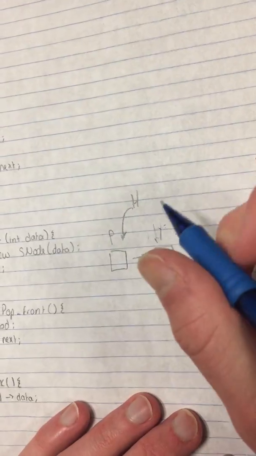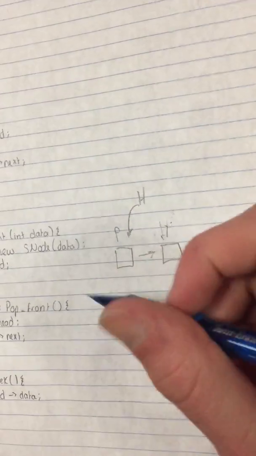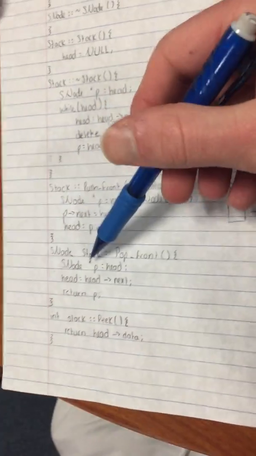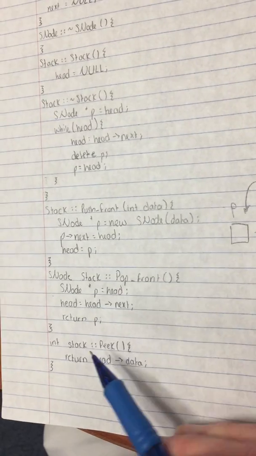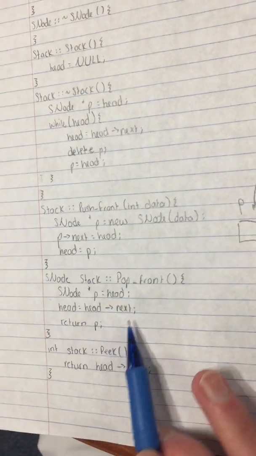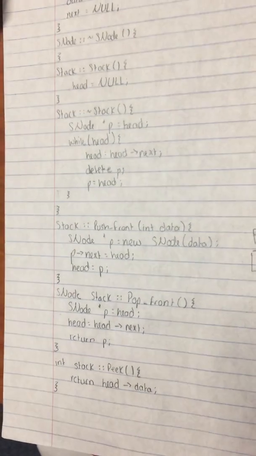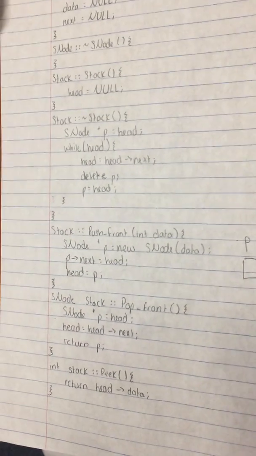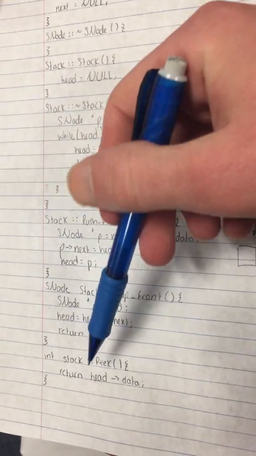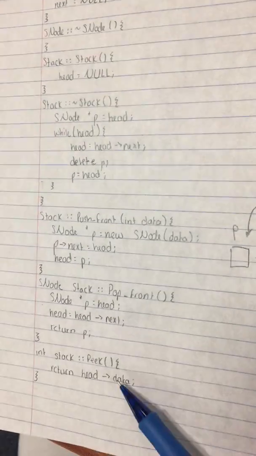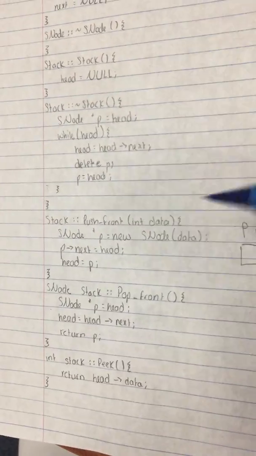Pop front, so we just have a pointer to the head and set head to the next element, and then return the first element. So remove it, and then you have that first element now. And then peek, essentially the same thing, you just return head's data, which is the part we're interested in. And that's about it.